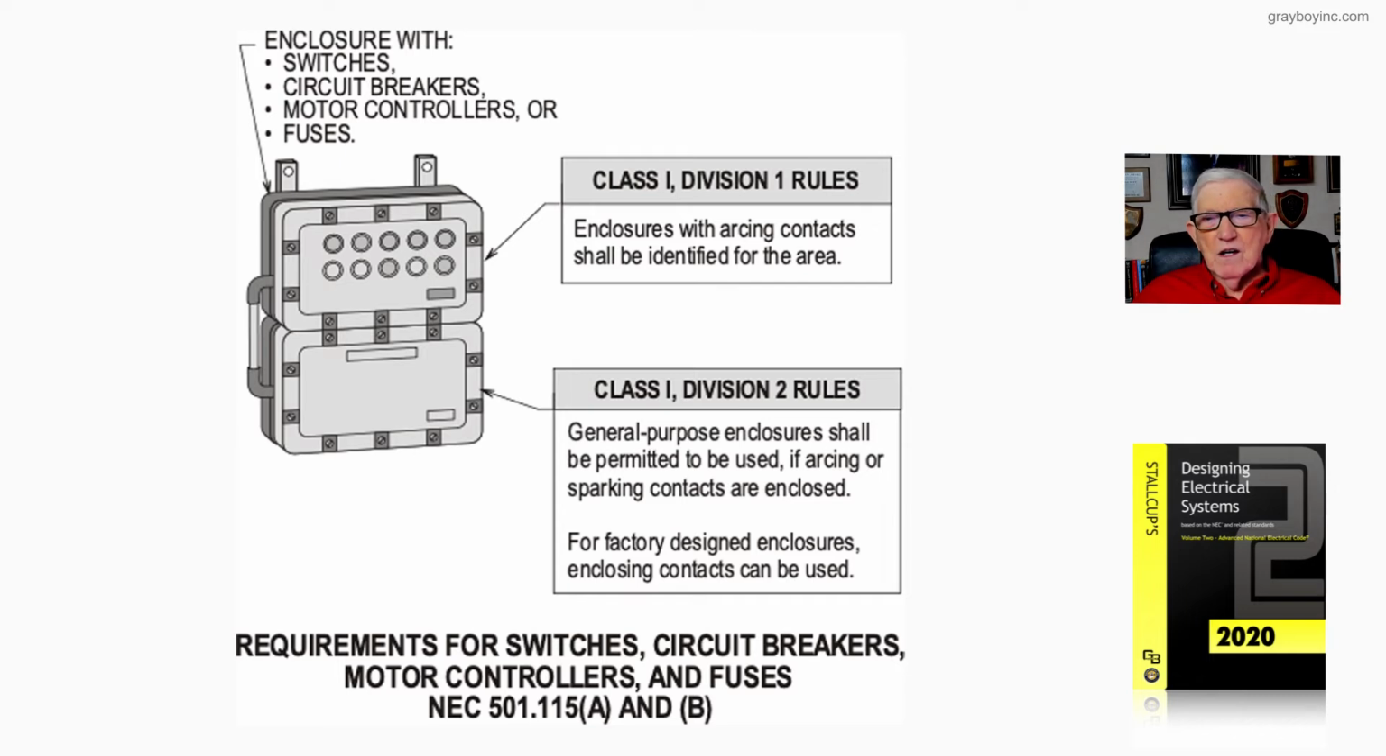Or else you could have Class 1 Division 2 rules. And you could use general purpose enclosures, such as Hoffman boxes, for example, shall be permitted to be used with a big if: arcing or sparking contacts are enclosed, like hermetically sealed, or all immersion, that we find in 501.105, 501.150 in the NEC. And then, of course, factory-designed enclosures enclosing these contacts can also be used in accordance with 110.3(B) and (C) in the code, see?